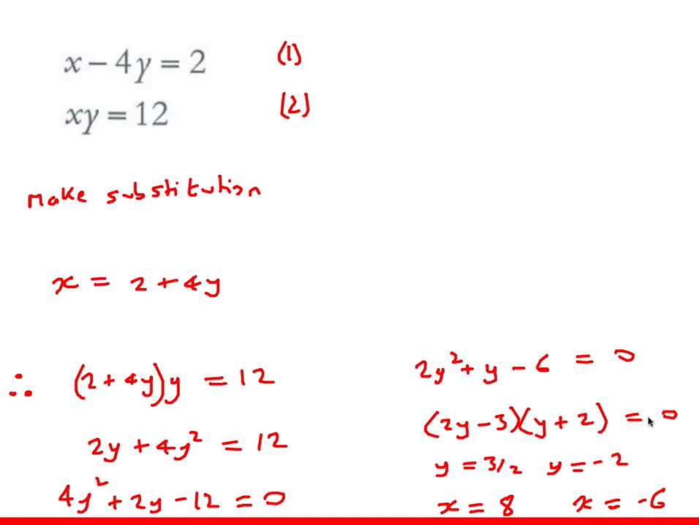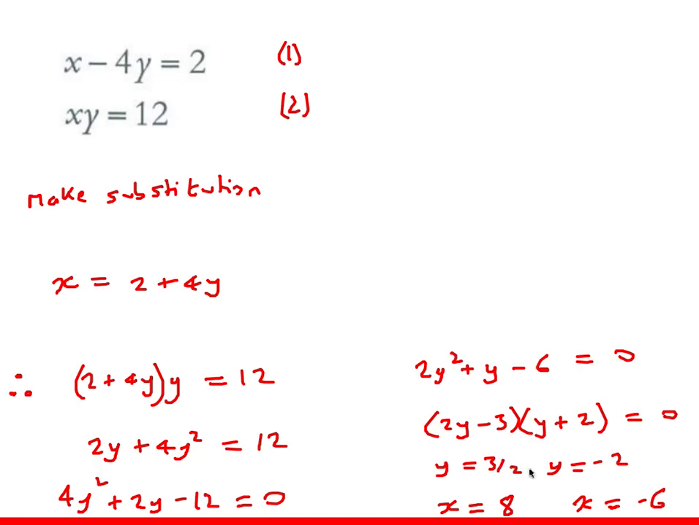So that's the correct factorization. What makes these brackets 0? 2y minus 3, or y plus 2. Therefore, this equation gives me y equals 3 over 2. And this part here will give me y is minus 2.